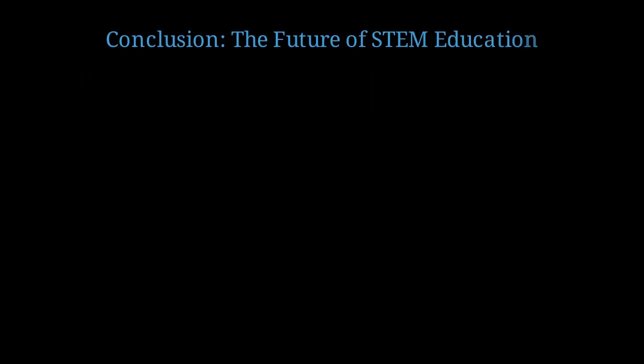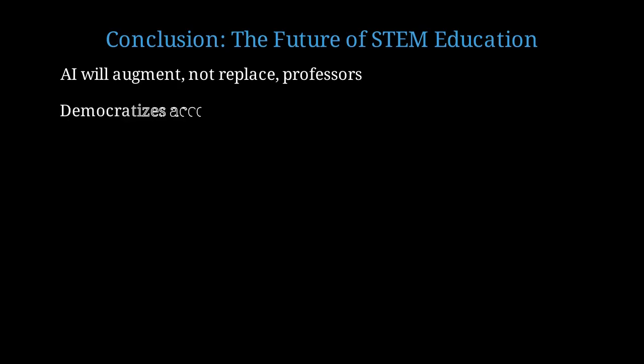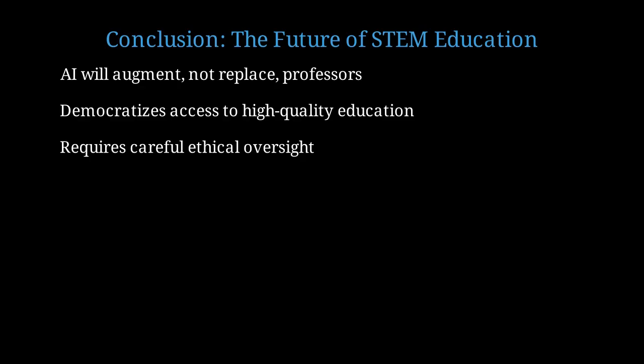Let me conclude by placing this in the broader context of STEM education's future. AI will augment, not replace, human professors. The most effective model combines AI's scalability and adaptability with human creativity and mentorship. It democratizes access to high-quality education. A student anywhere in the world can learn microfluidics from a system trained on the best teaching methods. But it requires careful ethical oversight. We must protect academic jobs, maintain rigor, preserve human relationships, and ensure AI doesn't exacerbate educational inequalities.